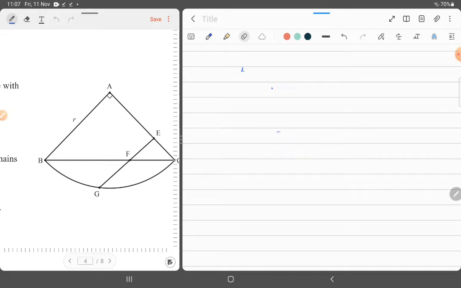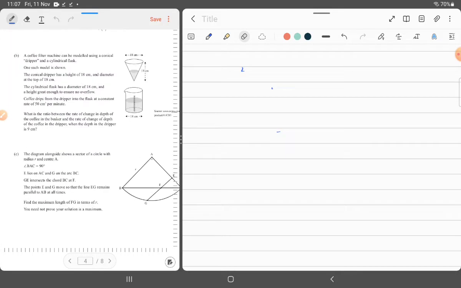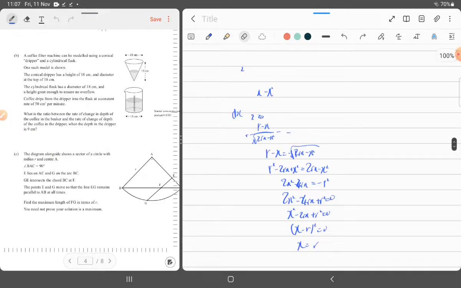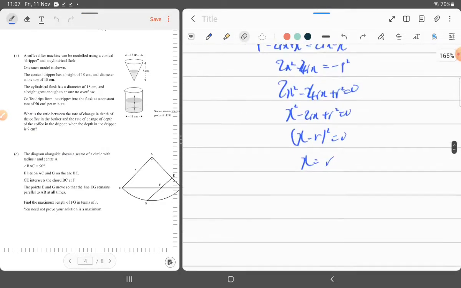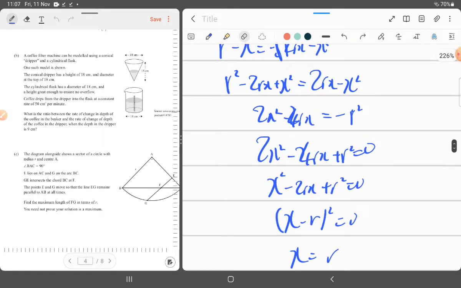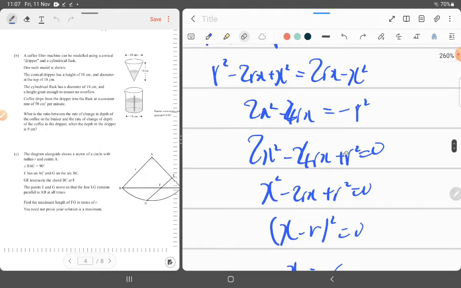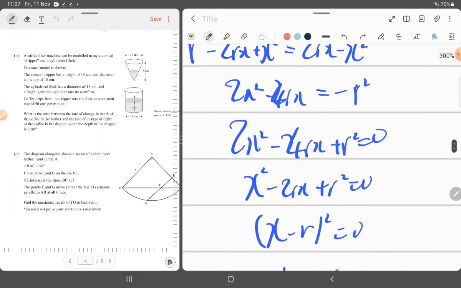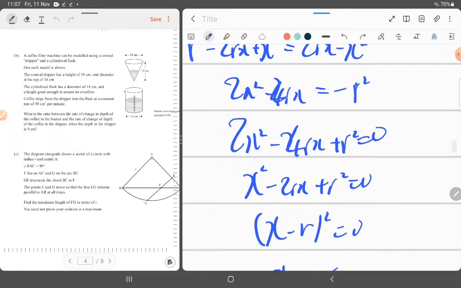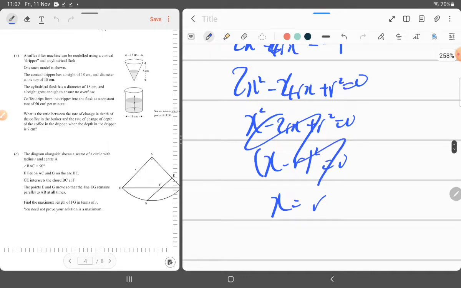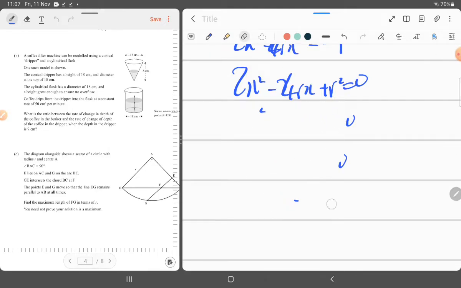Wait, actually, let me just keep that proof in case. So minus r squared. So x squared. Oh no, this is just 1 r squared. Oh no. Oh, okay.